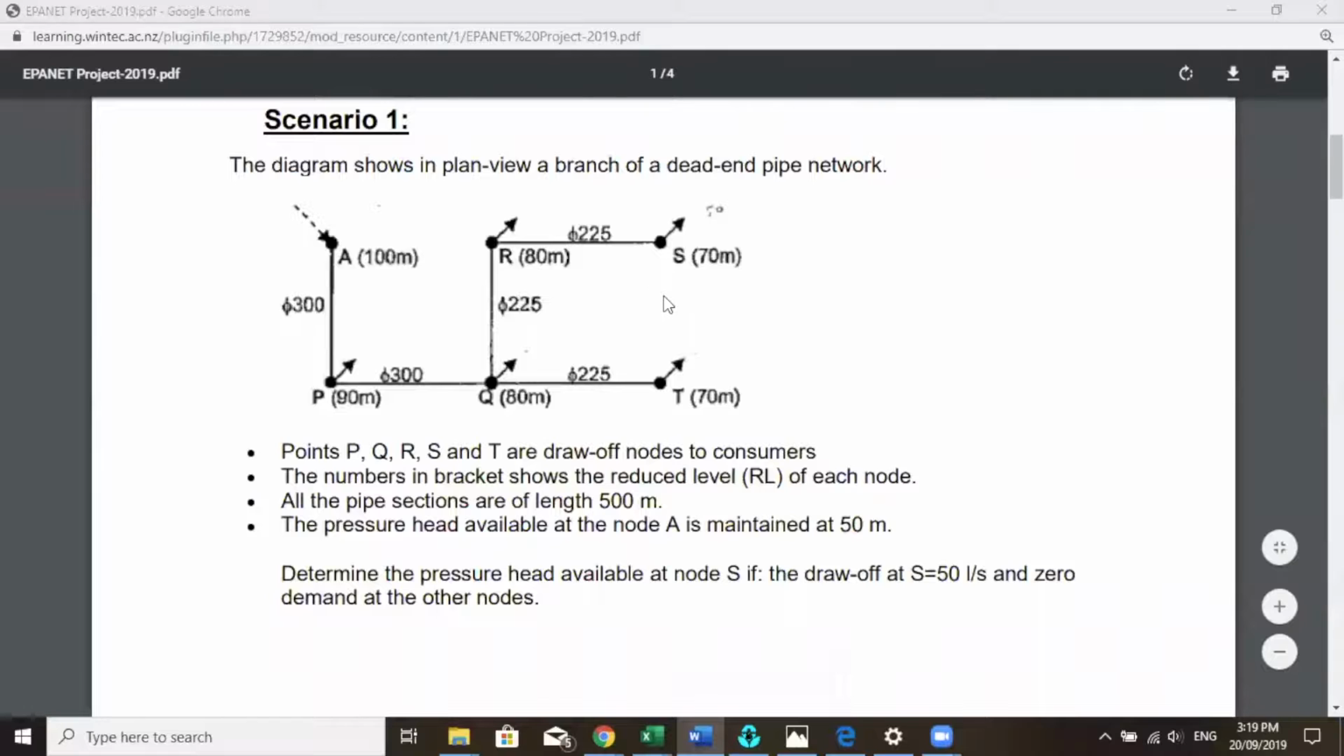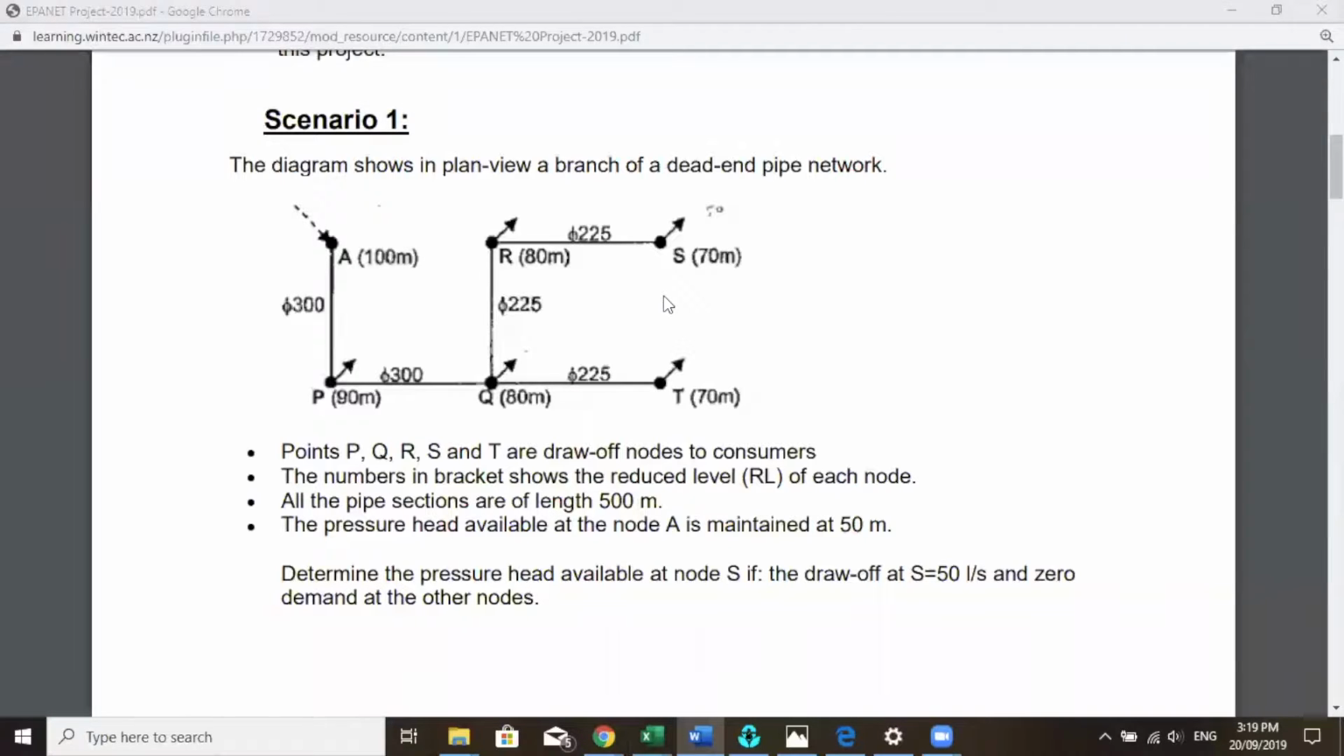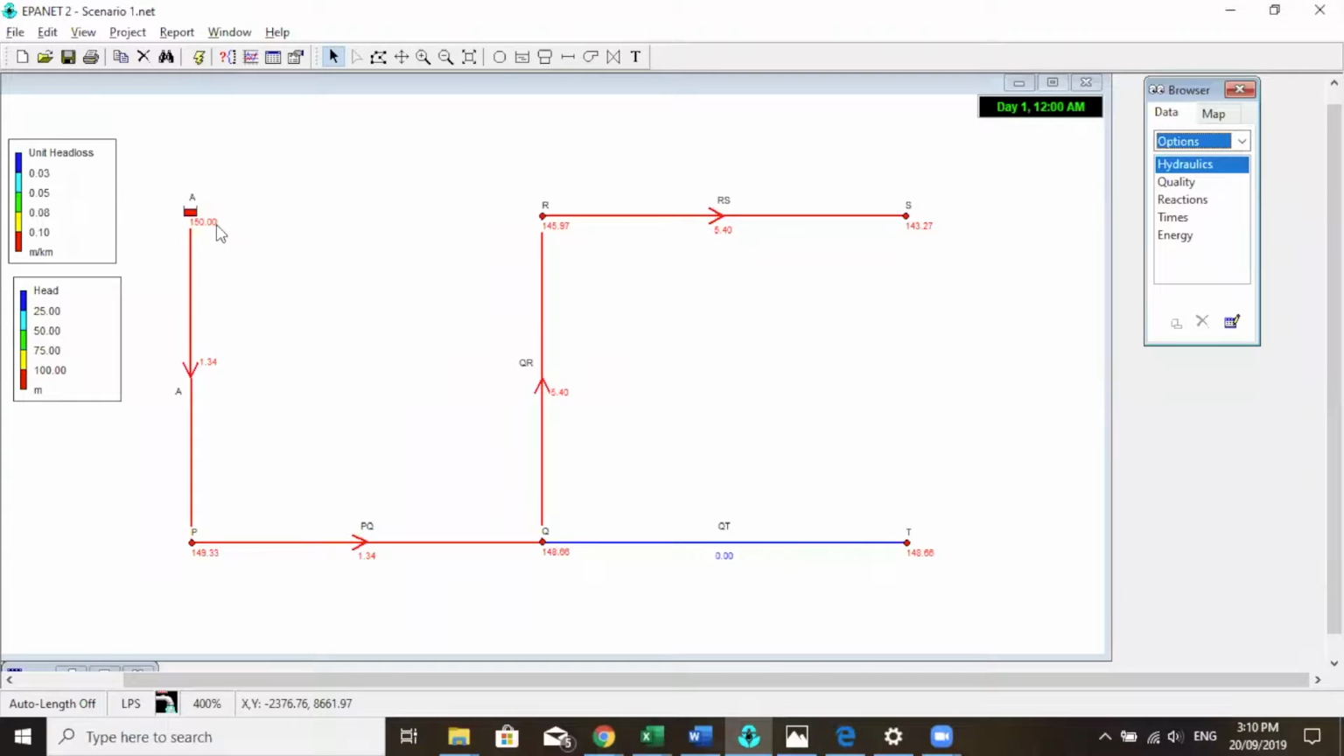So here's our scenario one, which is the dead-end network. This consists of a reservoir at node A, and then it branches off through to P, Q, T, and another branch through from Q, R into S. This network will just look at determining the pressure head available at node S with a discharge of 50 litres per second. So this is the simulation here.